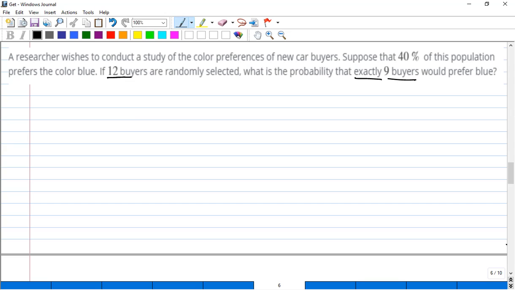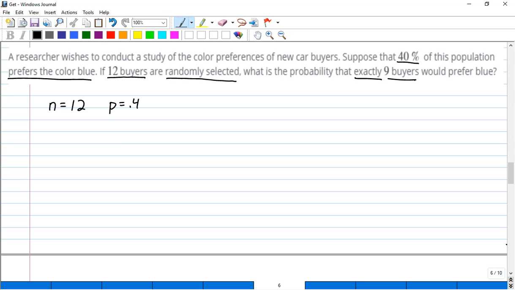So we were told that 12 buyers are randomly selected. So that's the number of trials, n equals 12. We were told that 40% of the population prefer the color blue for a car, I guess in this certain area. Who knows, maybe their school colors are blue, so they like blue, so they buy a lot of blue cars. I don't know. That just tells me that p, the probability of success, which in this case is that they have a blue car, is 0.4, right? 40% is 0.4 or 0.40.